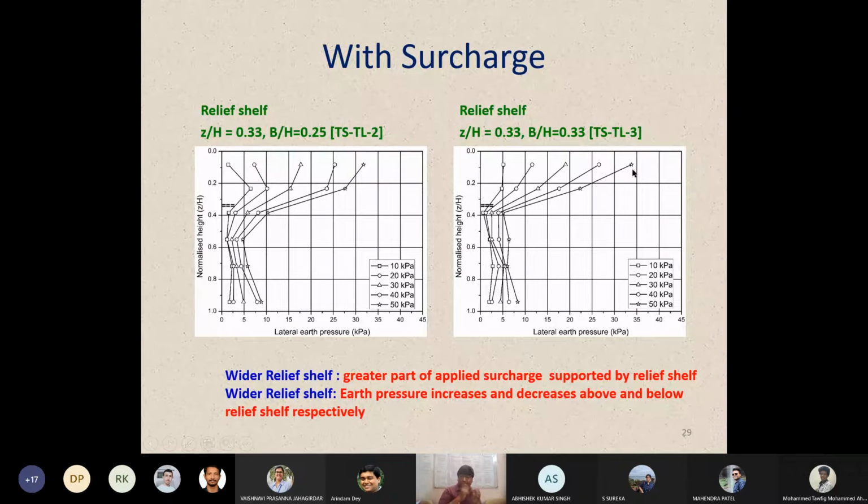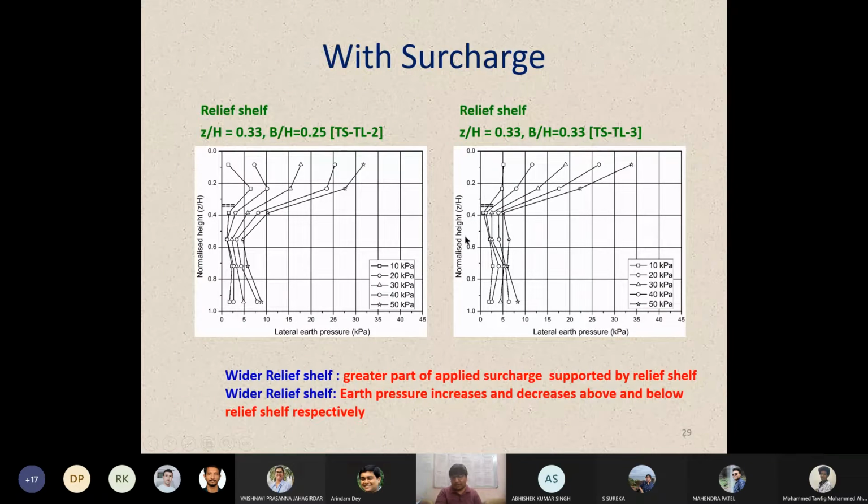So now it is really very important to know what should be the optimum width. If you introduce a very wide relief shelf in the case of surcharge loading, what will happen is that the earth pressure here will be very high. If you count the overall lateral earth pressure distribution, what you note is that here it will be increased and here it will be reduced.